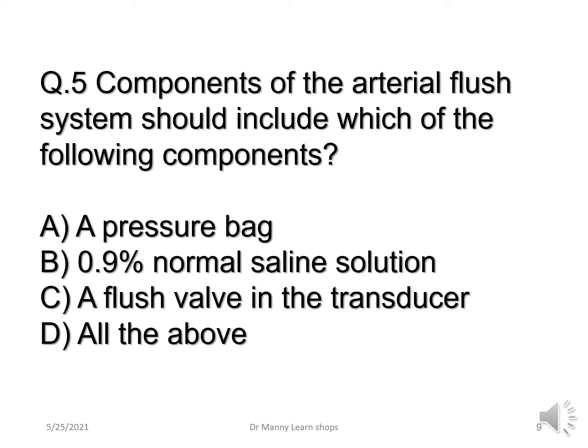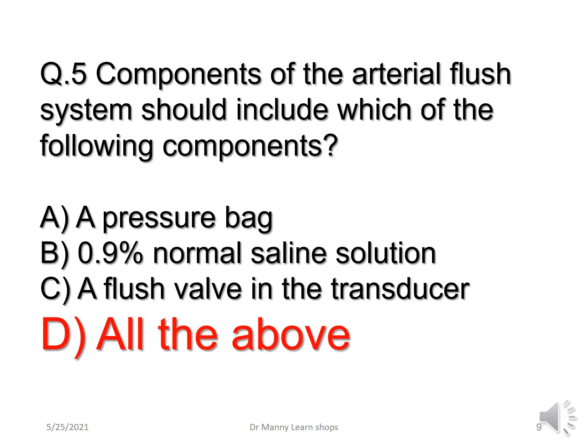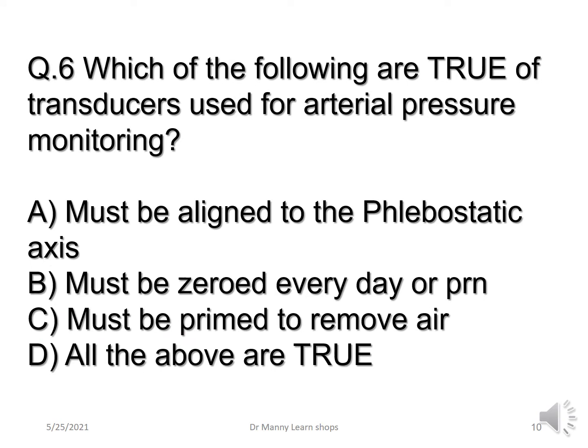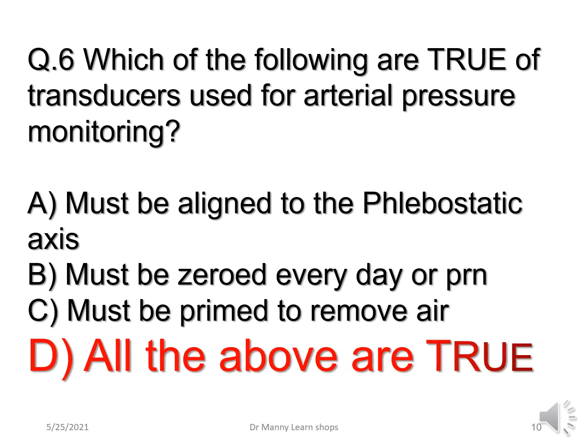The components of an arterial flush system should include which of the following: a pressure bag, normal saline solution, a flush valve in the transducer, or is it all of the above? The correct answer is all of the above. Which of the following are true of transducers which are used in arterial pressure monitoring? They have to be aligned to the phlebostatic axis. They've got to be zeroed every day or as required. They've got to be primed to remove all the air. Or is it D? All of them are true. The correct answer is all the above are true.